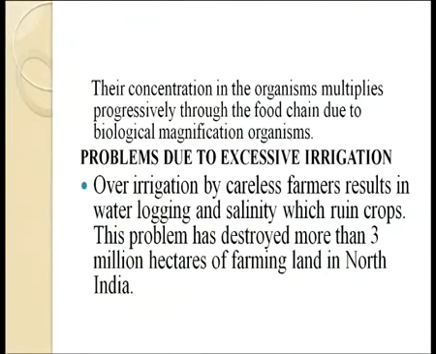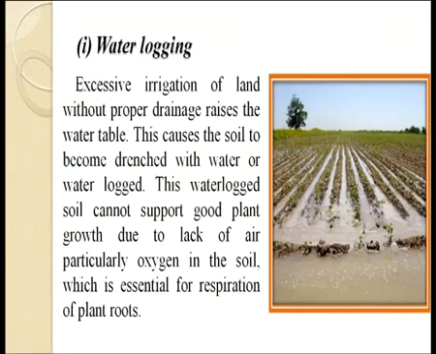Now, problems due to excessive irrigation. Over-irrigation by careless farmers results in waterlogging and salinity, which ruins crops. This problem has destroyed more than 3 million hectares of farming land in North India. Now, waterlogging. Excessive irrigation of land without proper drainage raises the water table. This causes the soil to become drenched with water or waterlogged.